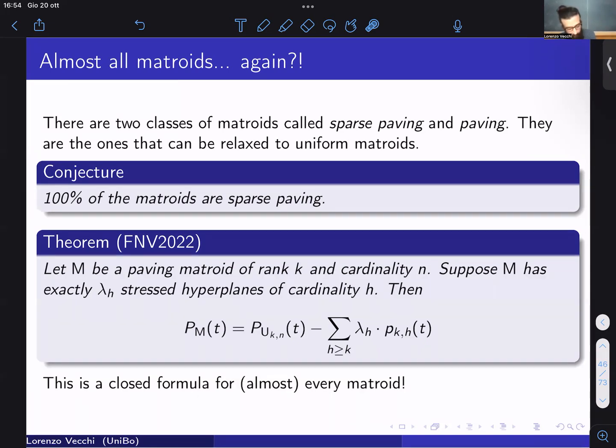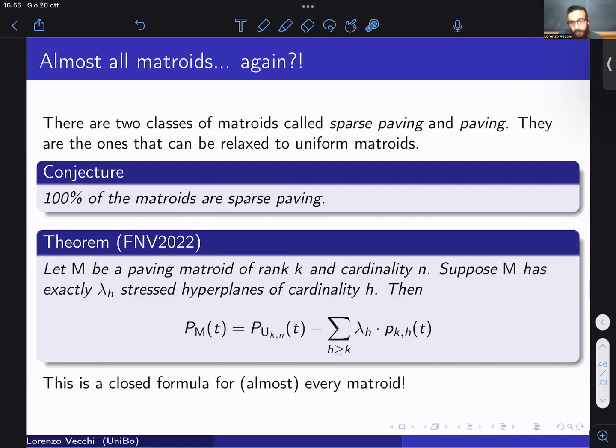Why is that? Because how can we compute the Kazhdan-Lusztig polynomial of a paving matroid? We know that after relaxing everything, we go up to the uniform matroid. We have a closed formula for that. And then we just need to keep track of how many correction terms we added to get to the uniform matroid. So we just need to subtract from this a bunch of correction terms. So this indeed is a closed formula for all paving matroids.